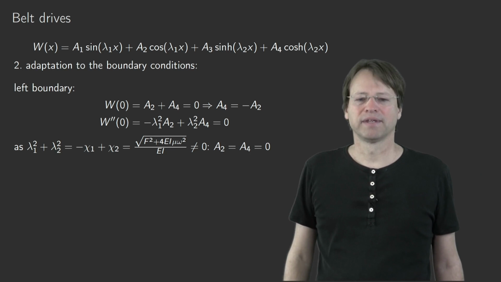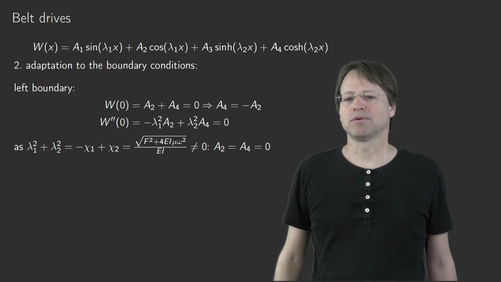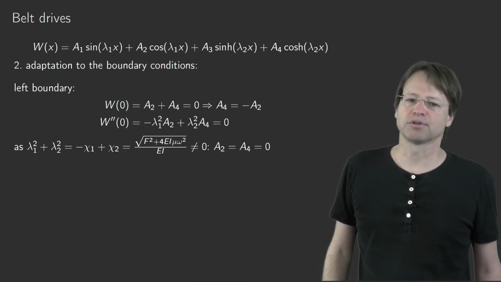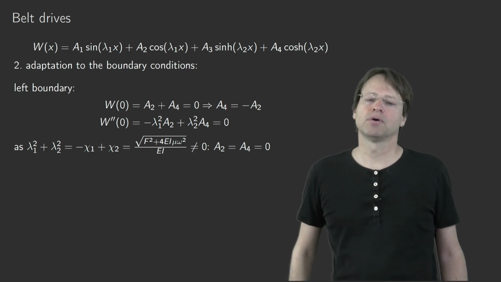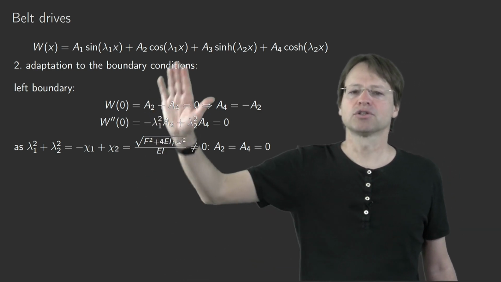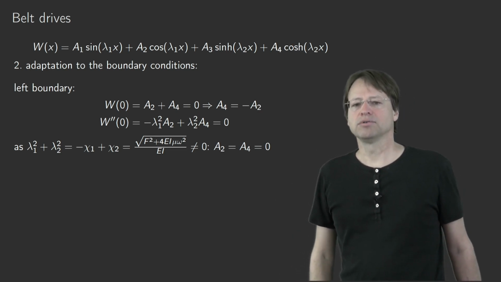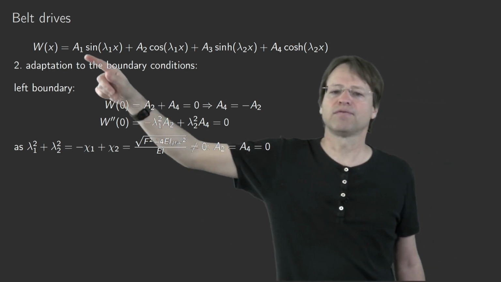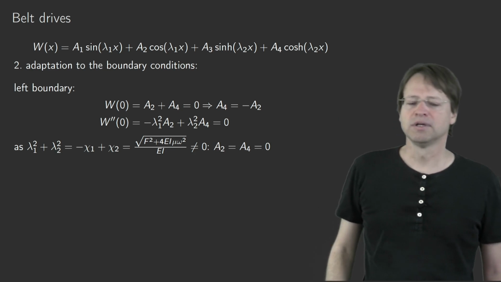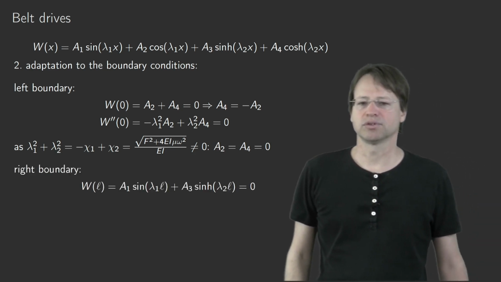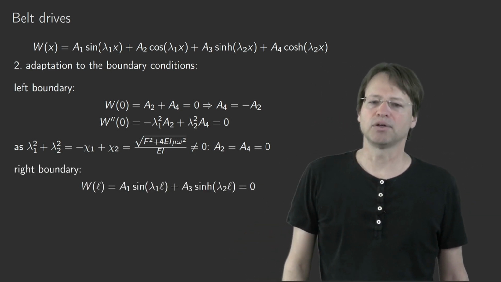That's impossible. So it's not possible that lambda 1 squared plus lambda 2 squared is equal to 0. So a2 and a4 must be equal to 0, and this switches off already two terms in that general solution. So we just have to deal with the first and the third term for now and for the right boundary. This simplifies things for the right boundary.